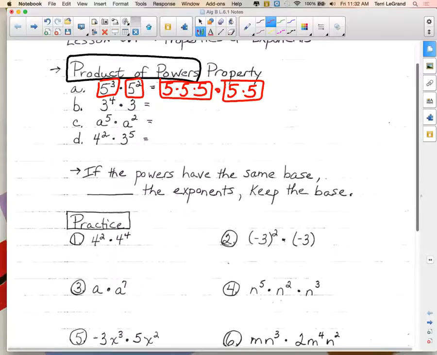So what we really end up with is how many factors of 5? 5 of them. These are all factors. 5 is a factor, times 5 is another factor, times 5 is another factor, times 5 is another factor, times 5 is another factor. We have 5 factors of 5. So we could say this is really 5 to the 5th power, isn't it? It's a shortcut way of writing 5 factors of 5. 5 to the 5th power.